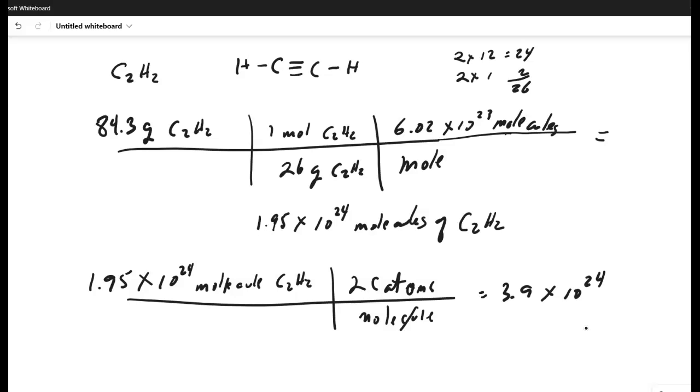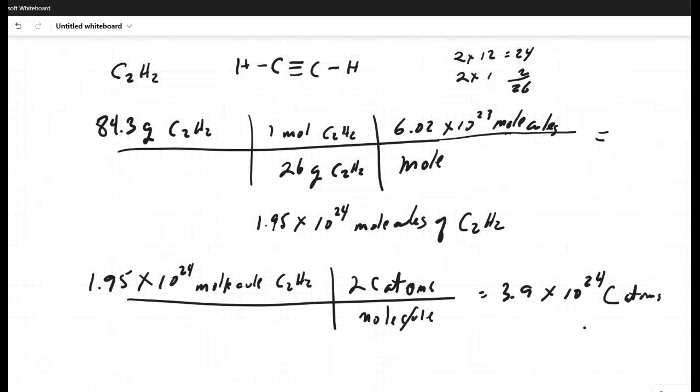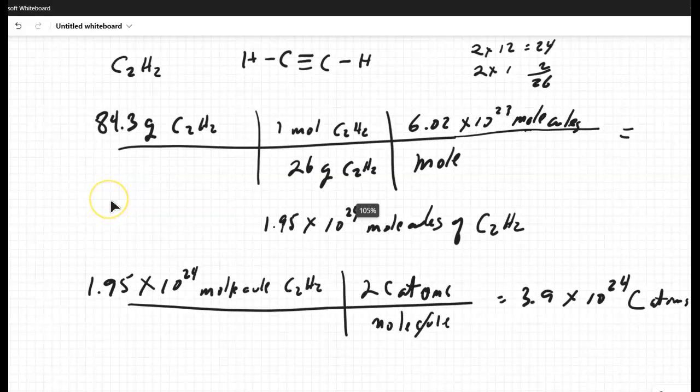You don't need a calculator for that. Just 2 times 1.95, you get 3.9. And you carry over your times 10 to the 24th. And that would be carbon atoms. And that should make sense because I've got 2 carbon atoms for every molecule. It'd be like if I had 25 bicycles, how many tires would I have? Well, I'd have 50 tires because I have 2 tires per bicycle. So that's how you do these problems.